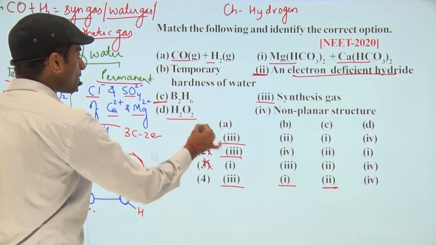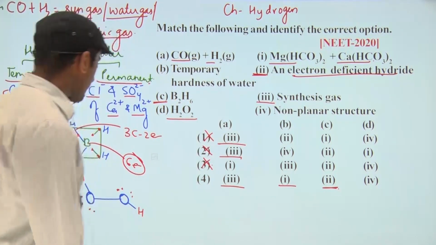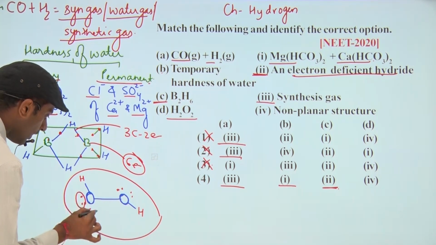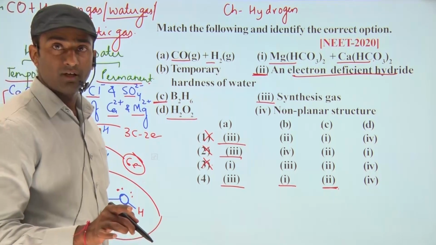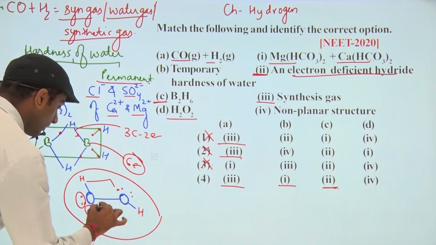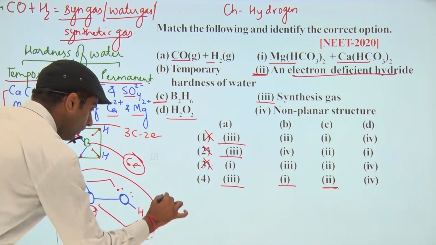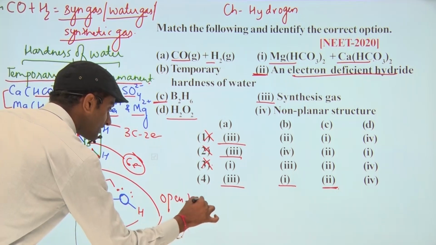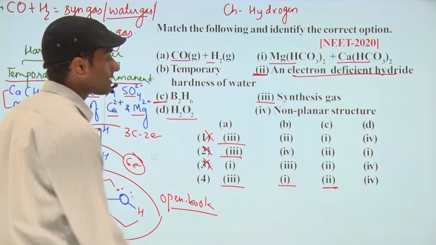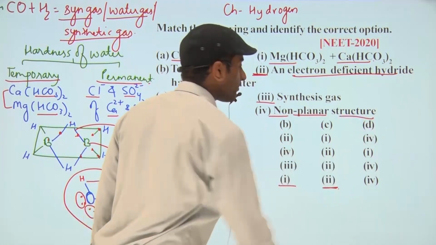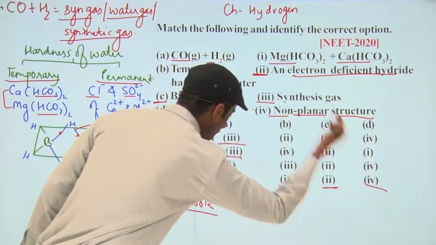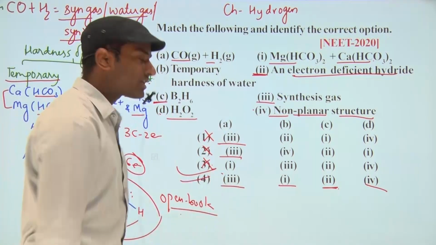Next, H2O2, hydrogen peroxide. This is the structure. Because of the presence of lone pairs, this is not planar. It has an open book-like structure. For H2O2, we can say it is a non-planar structure due to the presence of lone pairs on oxygen. So for D, the fourth option is correct.